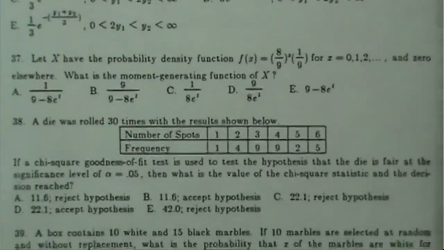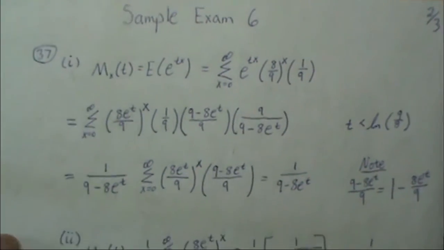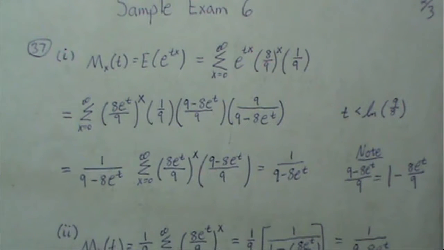Number 37. Let x have a probability density function f of x, which is equal to 8 over 9 times 1 over 9 to the x for x equals 0, 1, 2 to infinity and 0 elsewhere. What is the moment generating function of x? So number 37, we want to find the moment generating function of x.